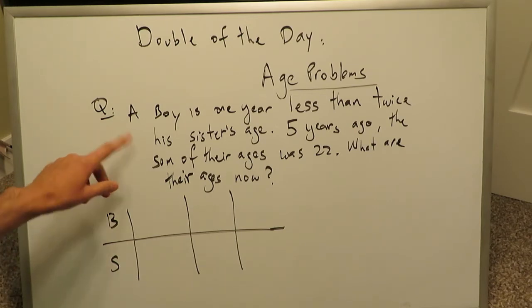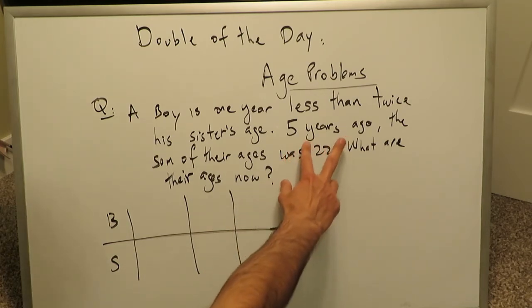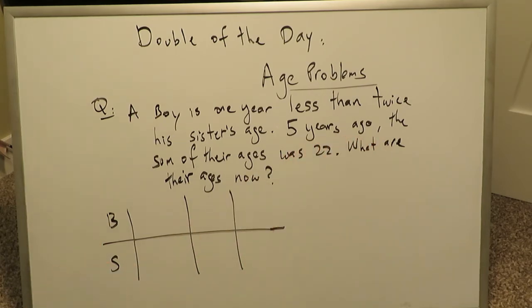The question is, a boy is 1 year less than twice his sister's age. You got 2 people, a boy and a sister. 5 years ago, the sum of their ages was 22. What are their ages now? This right here is another time lapse question because you have 5 years ago being talked about. You have to start with a good table of values and plug in what you know.